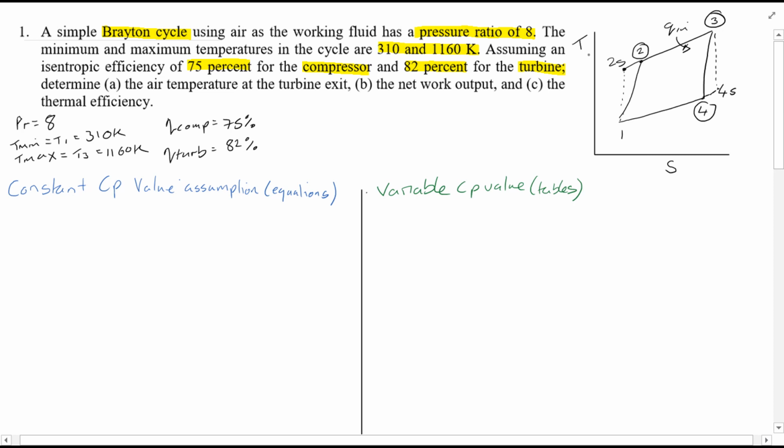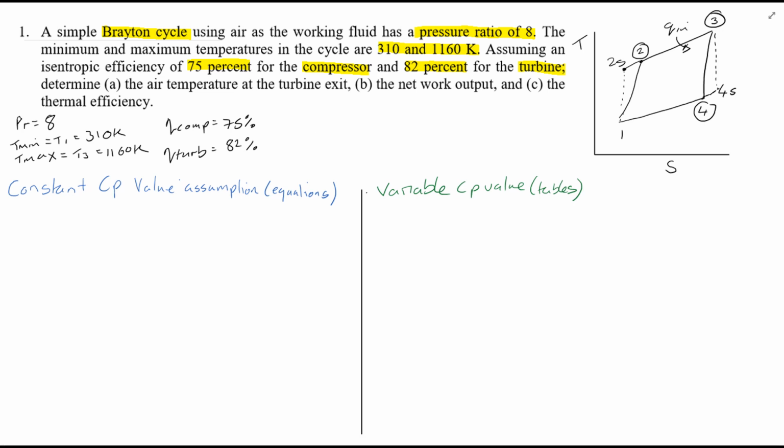Now, this particular question could be solved using the constant CP value assumption, which I'm going to do on the left in blue, or it could be calculated using the variable CP value, which uses the tables, and I'm going to do that on the right in green. The reason I'm going to show both is that the underlying principles are similar, but there are two techniques. The equations are good because you don't need the property tables booklet, so you could just do that on the back of an envelope, whereas the tables are useful because they'll give you a more accurate answer.